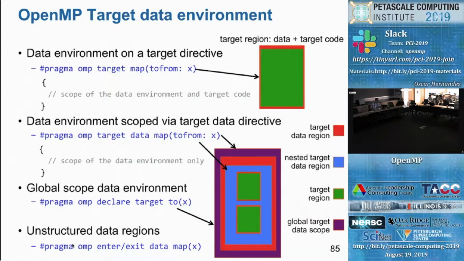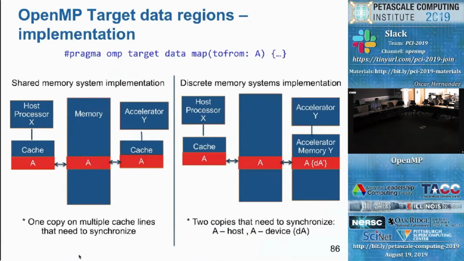And this unstructured piece is especially useful when you have, for example, different routines in your applications. You have routines that do the initialization of data, other routines that do the computations, and then other routines that are retrieving the data, or the finalization of the data. So you can use it that way, and also it's important for programming models like C++, where you have constructors and destructors, and you can use and define these data environments using those things.